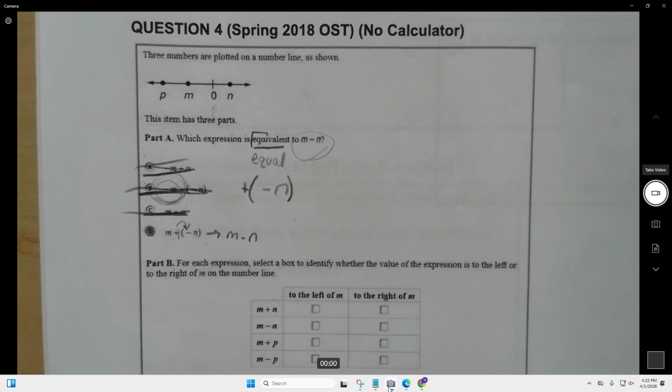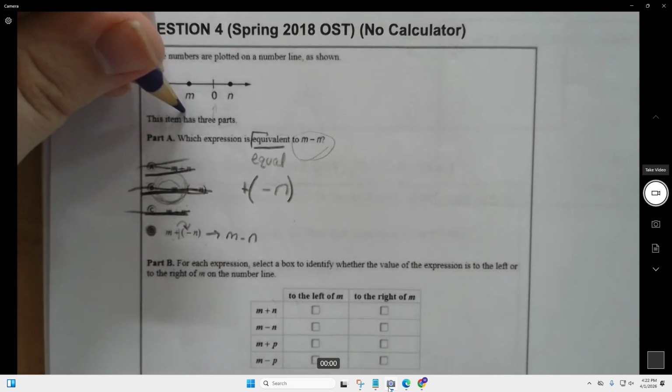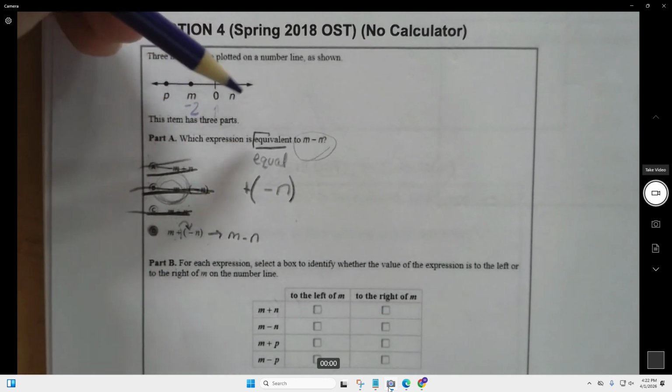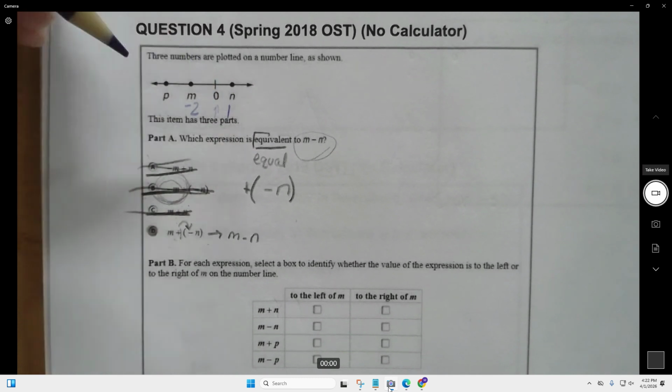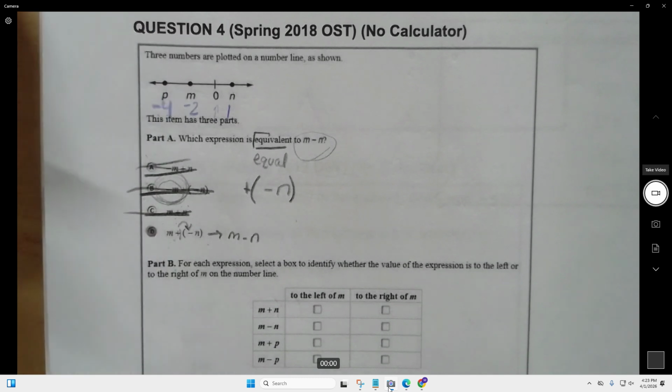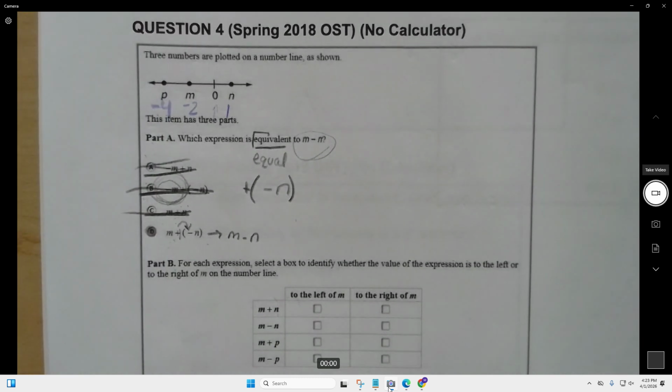So, part B, for each expression, select a box to identify whether the value of the expression is to the left or right of m on the number line. So, we're going to assume that m, for all intents and purposes, let's just assume that m is negative 2. Let's assume that n is 1. P, let's say negative 4. We don't know if those are exact numbers, but this just helps us visualize.